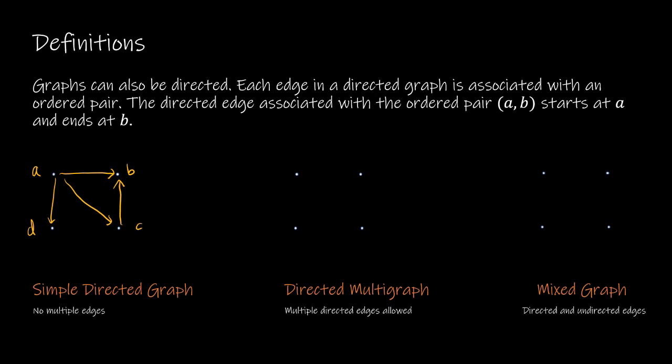Now, a directed multigraph is just like a normal multigraph that we talked about before, where multiple edges are allowed, but in a directed multigraph, you actually can have loops. So multiple directed edges allowed and loops.